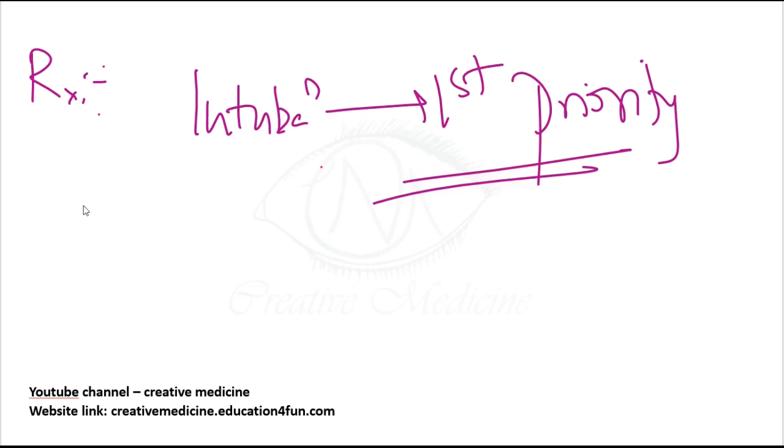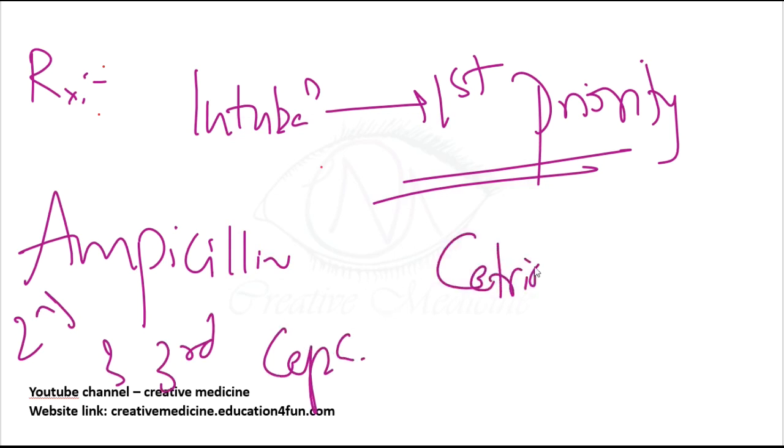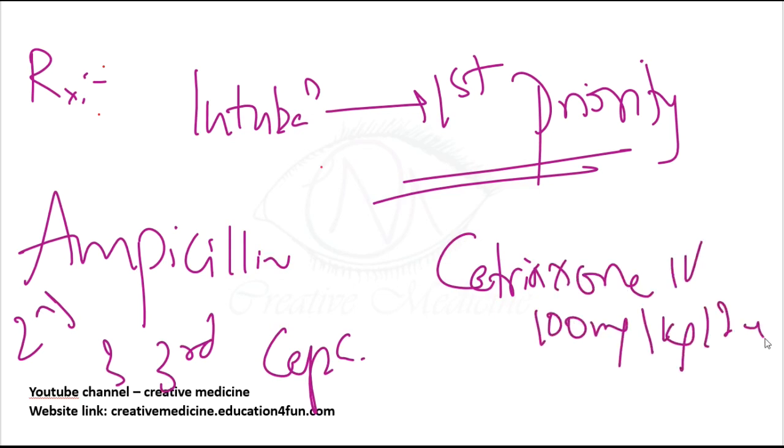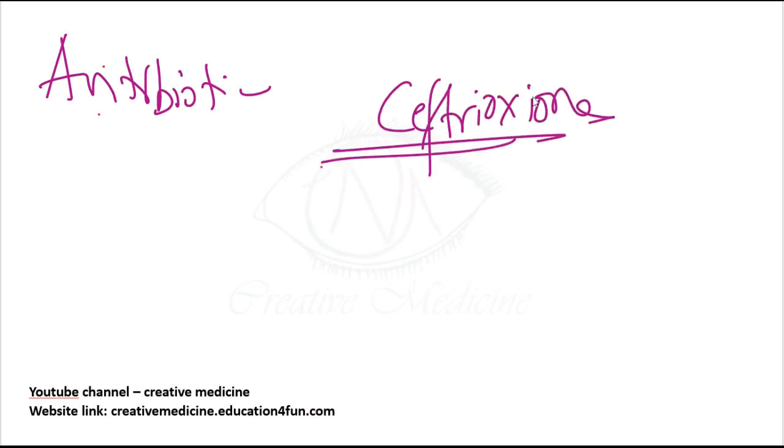Then you should hospitalize the patients and give IV antibiotics. Ampicillin can be given, or second and third generation cephalosporins can be given. Ceftriaxone IV is given at 100 milligrams per kg per day. Oxygen inhalation with humidification should be given to the patient. If you are asked the antibiotic of choice, it is ceftriaxone IV.